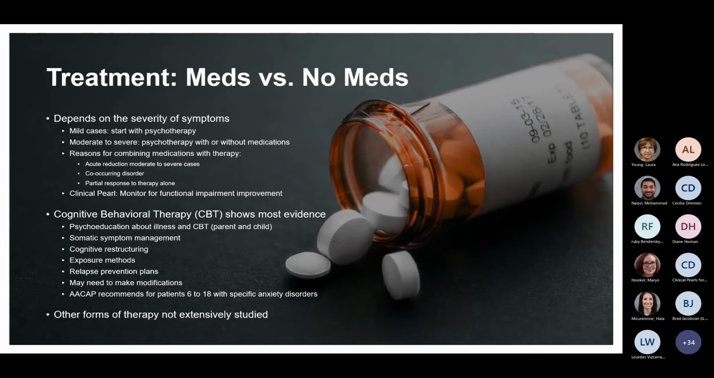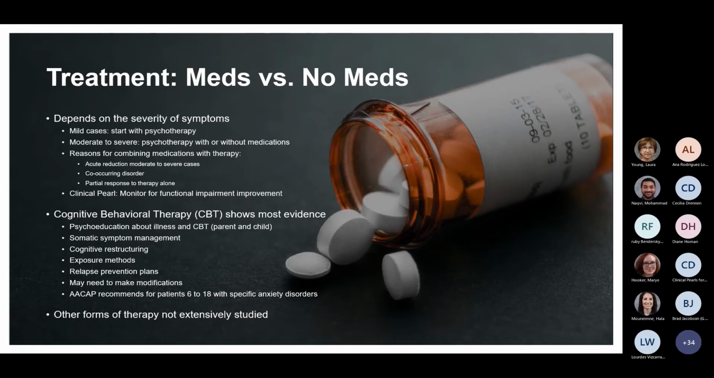For moderate to severe cases, you may want to do psychotherapy with or without medication, depending on how severe the symptoms are. Most of the time, if it's very severe and the child can barely function, I'm definitely going to use medications along with therapy. Now, there are several reasons for combining medications with therapy.